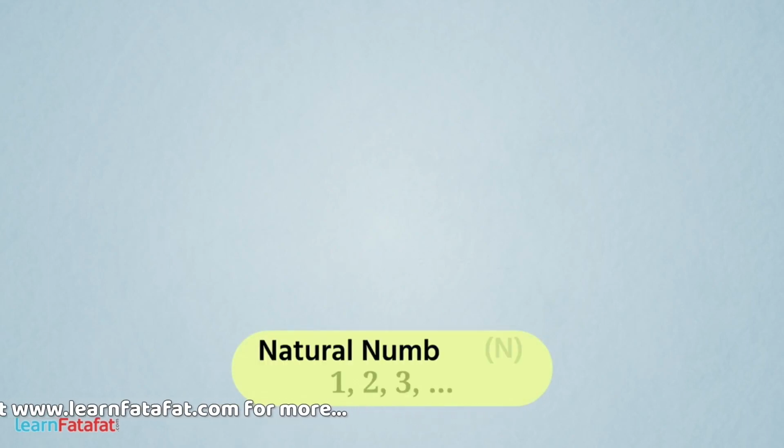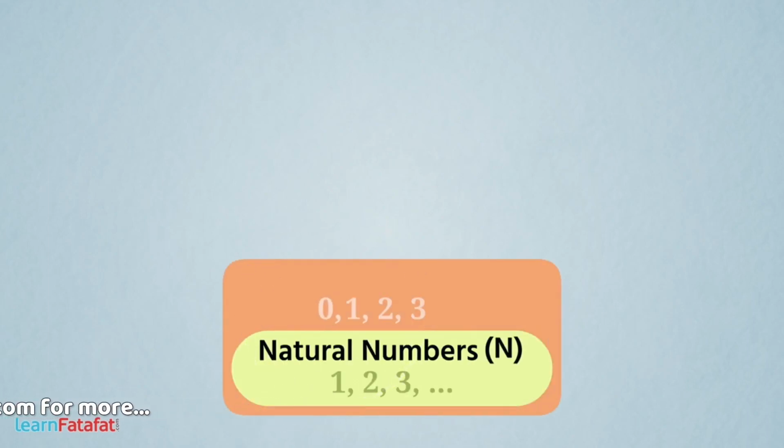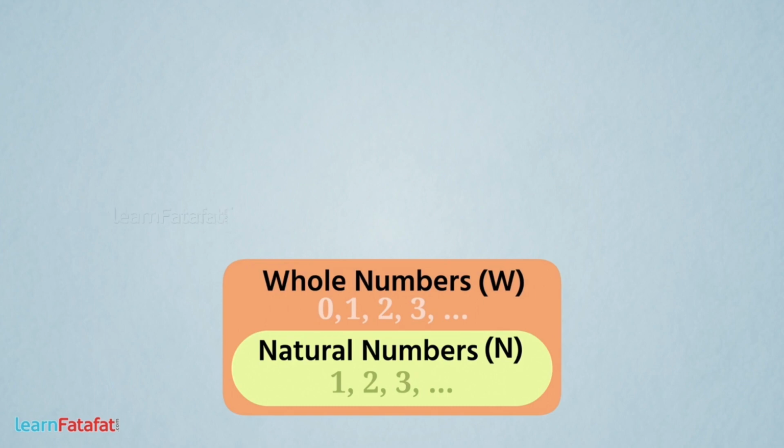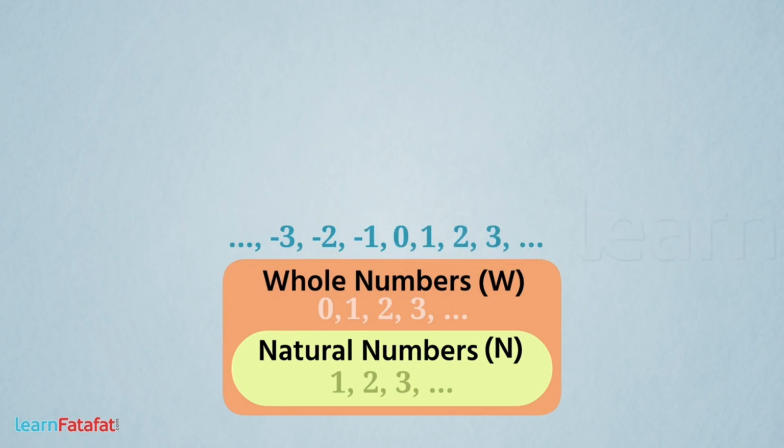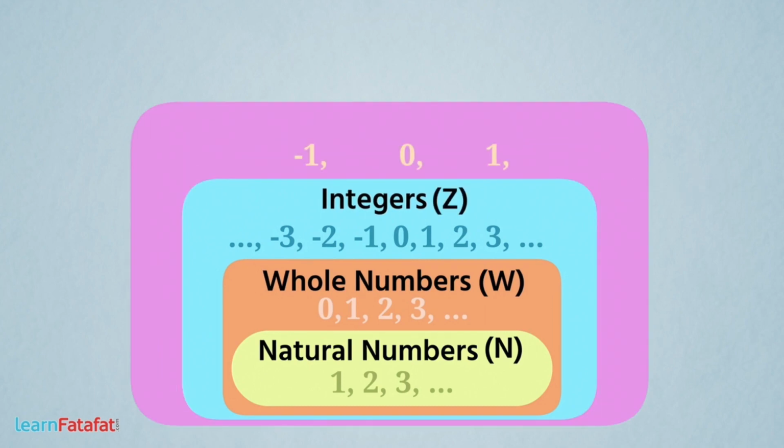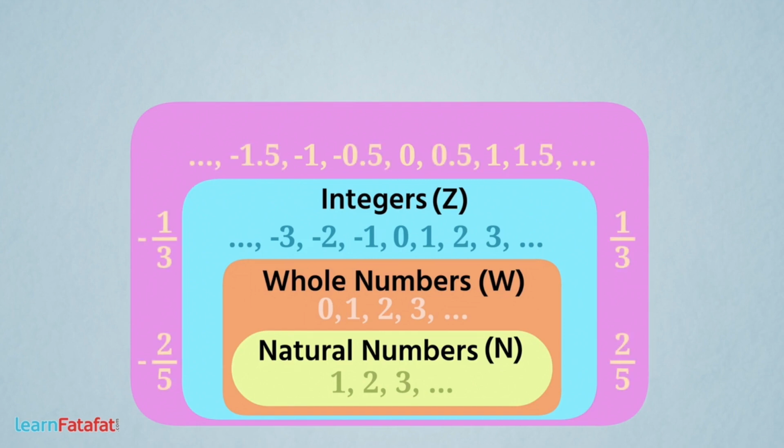Now we know that all counting numbers are natural numbers. If 0 is included in the collection of natural numbers, then the new collection is called whole numbers. The need of showing opposite situations is solved by including negative numbers in the collection of whole numbers, and so the resulting collection is called integers. Similarly, the collection of all integers along with all fractions is included in the collection of rational numbers.